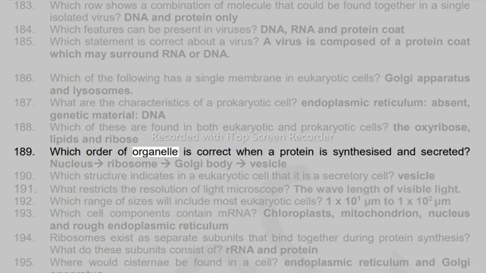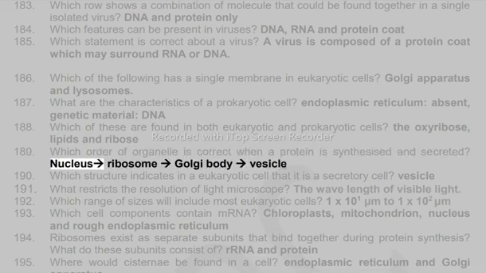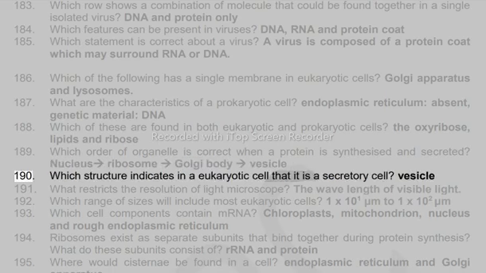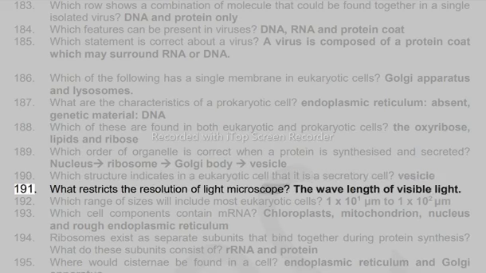189. Which order of organelles is correct when a protein is synthesized and secreted? Nucleus, ribosome, Golgi body, vesicle. 190. Which structure indicates in a eukaryotic cell that it is a secretory cell? Vesicle. 191. What restricts the resolution of a light microscope? The wavelength of visible light.